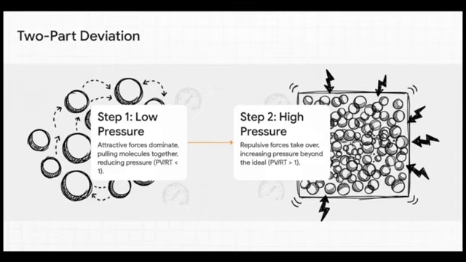You can think of it like a two-act story. In Act 1, at lower pressures, the main characters on stage are the attractive forces between the molecules. They kind of pull the molecules together, which means they don't slam into the container walls as hard or as often. This makes the pressure drop below what we'd ideally predict.